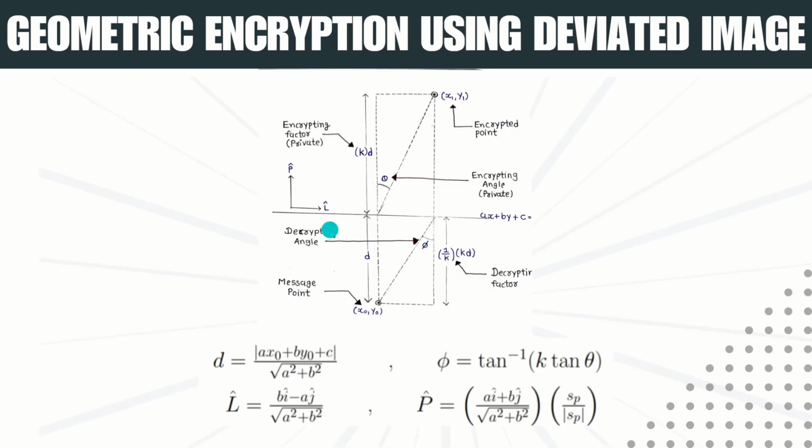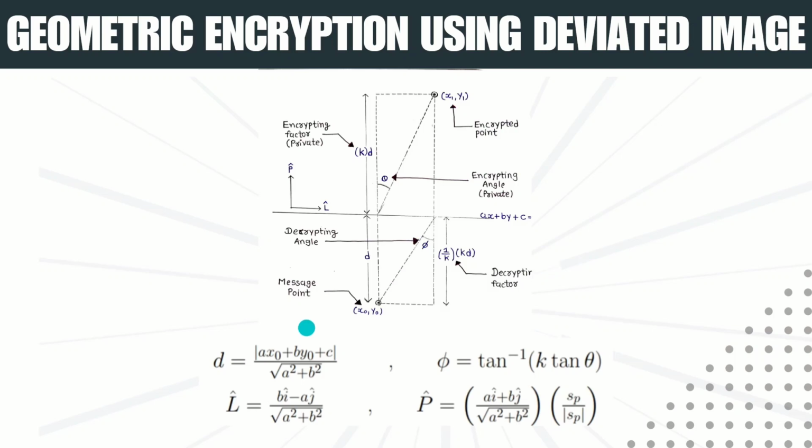And then there is a line, ax plus by plus c equals 0. Now this is the 2D version of it, so there is a 2D line. If it were 3D, that would be a plane. If 4D, there would be some other quantity with some other physical meaning. Now what I'm doing is, as I mentioned, I define a k. I define an image such that it's k times the distance, the encrypting factor, which would be a private key to me, and at an encrypting angle theta, which would again be private to me, with respect to the line ax plus by plus c equals 0, which would again be private to me.